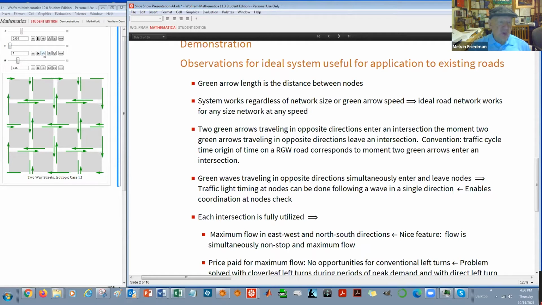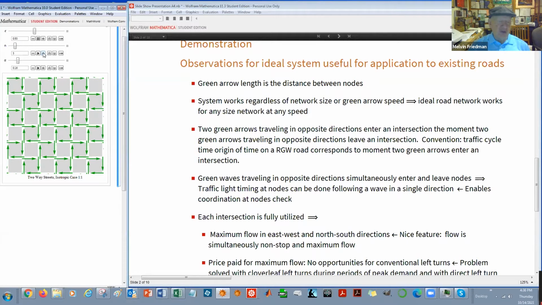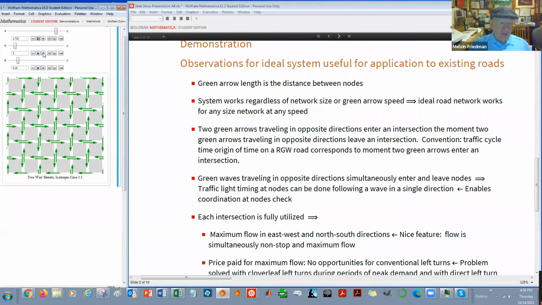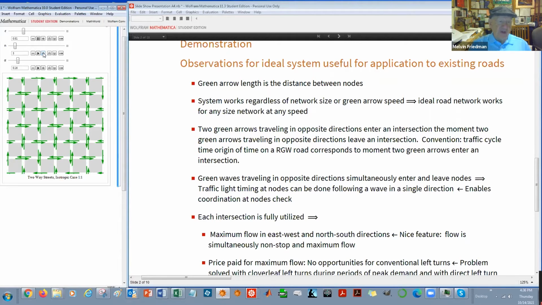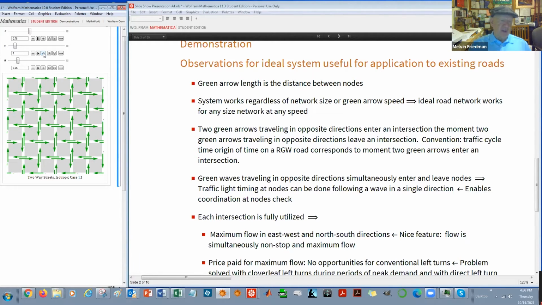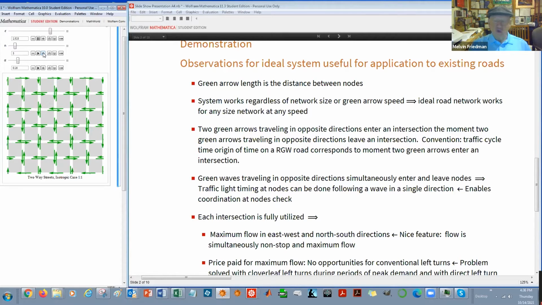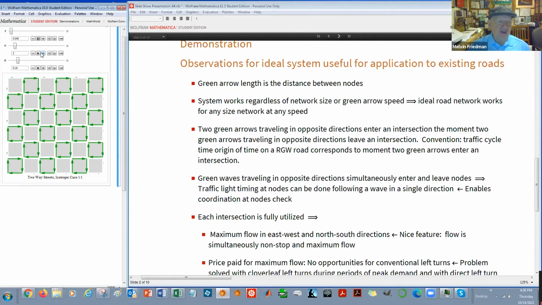First, we'll demonstrate that it works regardless of the size. Here I've increased the size enormously. When you look at this video, you see that the green arrows never stop moving. Since they represent platoons of vehicles, they also never intersect each other. If the green arrows were to intersect one another, that would indicate platoons of vehicles crashing into each other. So I've shown that it works regardless of size.